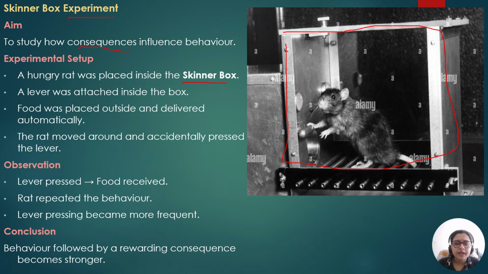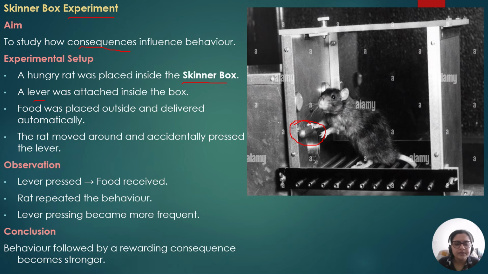Okay. The rat was hungry. Then a lever was attached inside the box. This is the lever. A lever is a button inside the box. If the rat presses that button, what happens? The box will open and the rat can go and have its food. Food was placed outside and delivered automatically. So as soon as the rat presses the lever or the button, the food will be delivered to the rat.